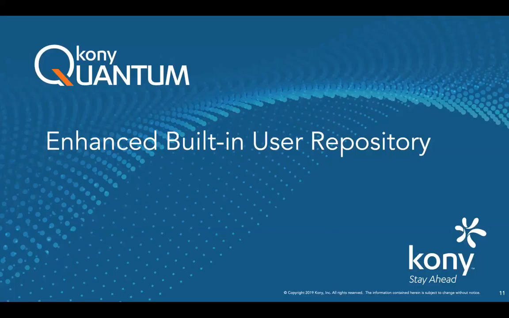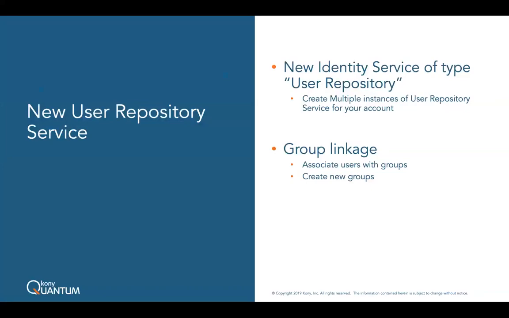So let's move on to the next functionality. Here we'll talk about what enhancements we have made to the built-in user repository. The user repository has been available since the first version of Fabric, that is the basic identity service, where you go and create a bunch of users as part of an identity service in Fabric, and only people who are there can authenticate if you're using that specific identity service for authentication.